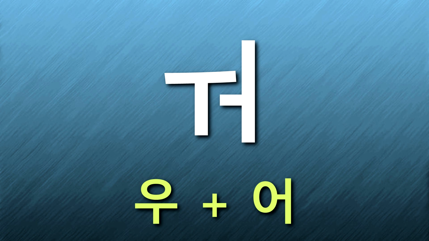This one is a combination of the sounds u and o. U-o, u-o. It's pronounced wo, wo. This one is a combination of the sounds u and e. Ui, ui. It's pronounced we, we.